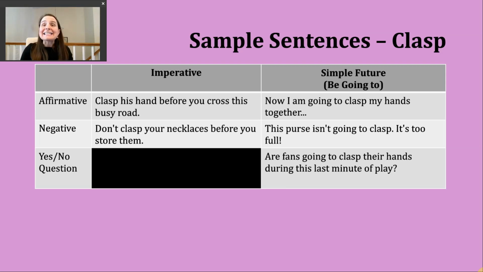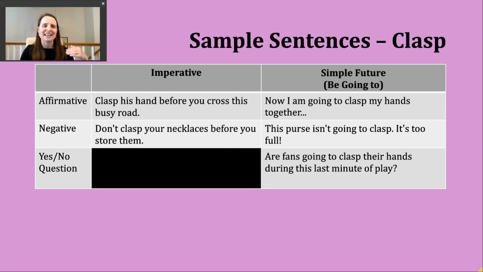If we want to make a negative imperative sentence, we can do that by starting with do not and then the base verb, or we can use the contraction don't. Okay? So an example of this was don't clasp your necklaces before you store them.